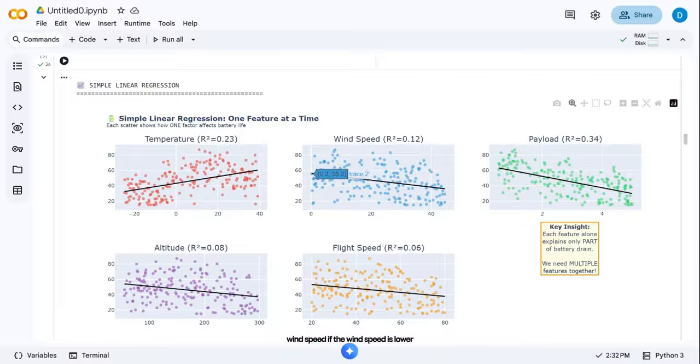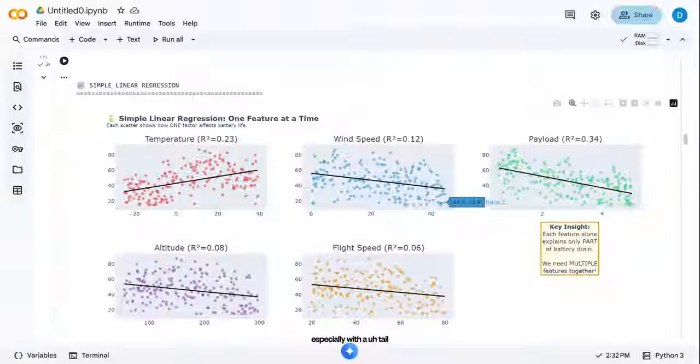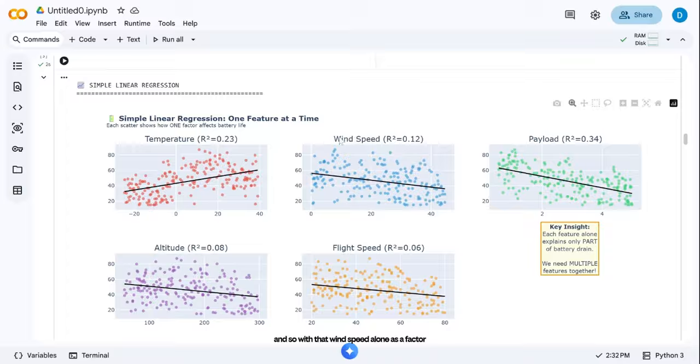Wind speed as well. If the wind speed is lower, the drone flies longer. If the wind speed is very high, especially with a headwind, and maybe side wind, gusts, and other types of wind affecting the flight pathway, then obviously it will impact the flight time. With wind speed alone as a factor, it explains about 12% of the variance.